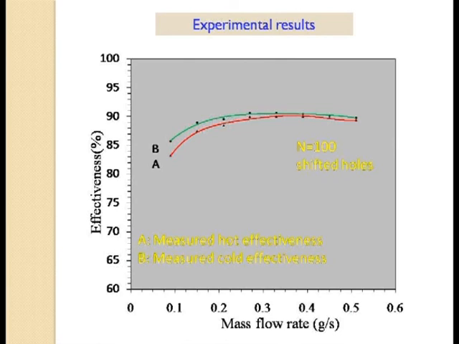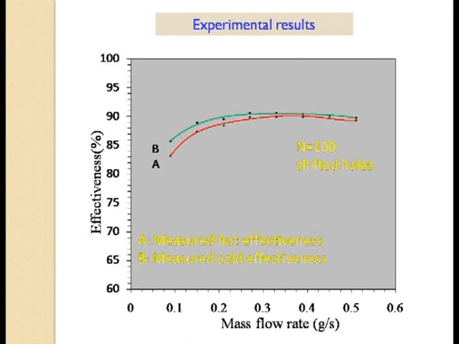Now this is after measurement in the experimental setup, what we found is that the effectiveness of the heat exchanger, as you reduce the mass flow rate, initially there may be some improvement in the effectiveness, but finally after some time it reduces. You know why? You can see there are 2 lines, one is the green line and the red line. You can see this is measured hot effectiveness and measured cold effectiveness.